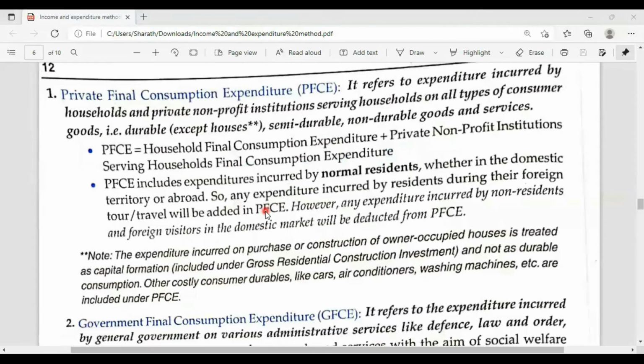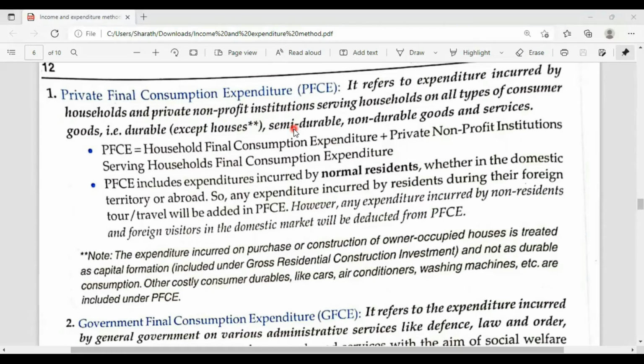Let's go for the very first component, that is private final consumption expenditure. This is consumption expenditure incurred by the household as well as private non-profit institutions. We call them NGOs, non-government organizations serving the households. All the consumption expenditure incurred by households and private non-profit institutions is considered part and parcel of private final consumption expenditure. We can consider expenses incurred on durable goods, semi-durable goods, non-durable goods and services.